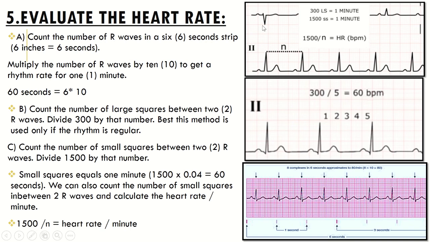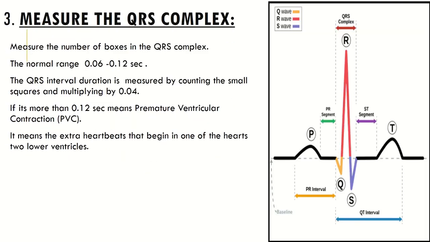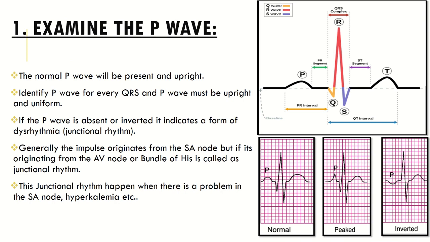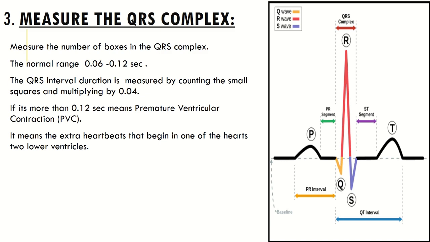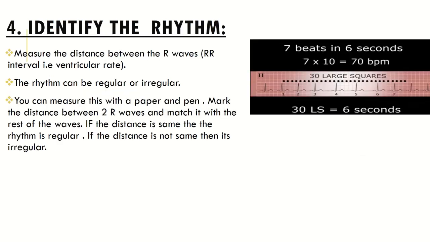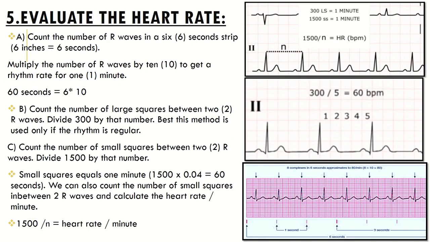As we saw, the first one is to examine the P wave, then comes the PR interval, then the QRS complex, then the rhythm, then the heart rate. For this heart rate, there are three methods: A, B and C. We have already discussed this, but I'm making it clear one more time. Count the number of R waves in a 6-second strip.